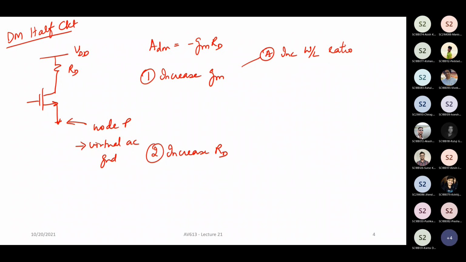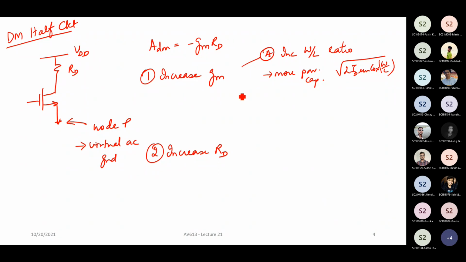Now, by increasing the W by L ratio for the same current, what happens? GM is given by square root of 2 ID mu n C ox W over L. So you increase the W by L ratio for the same amount of current, and the GM is going to increase in proportion to root of W by L. The problem is that as you keep increasing the W by L ratios, the device dimensions become very large, and you end up with more parasitic capacitance. Also the GM increases only by root of W by L, which is not a very good thing.